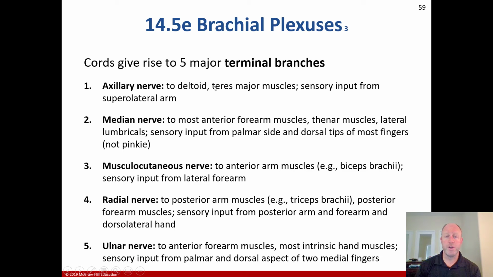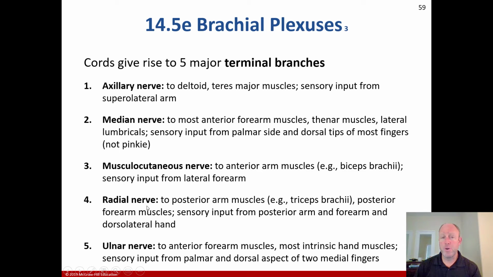That axillary nerve is going to go to the deltoid, the shoulder, and teres major muscles behind, with sensory input for the superolateral arm. The median nerve is to the most anterior forearm muscles, the thenar muscles, and the lateral lumbricals. This basically is sensory input from the palmar side and dorsal tips of most fingers, not the pinky though. The musculocutaneous nerve is to the anterior arm muscles like the biceps brachii, with sensory input from the lateral forearm.